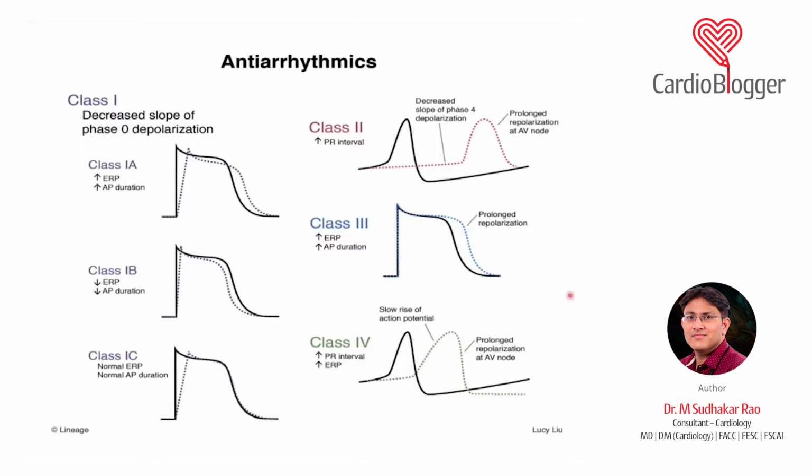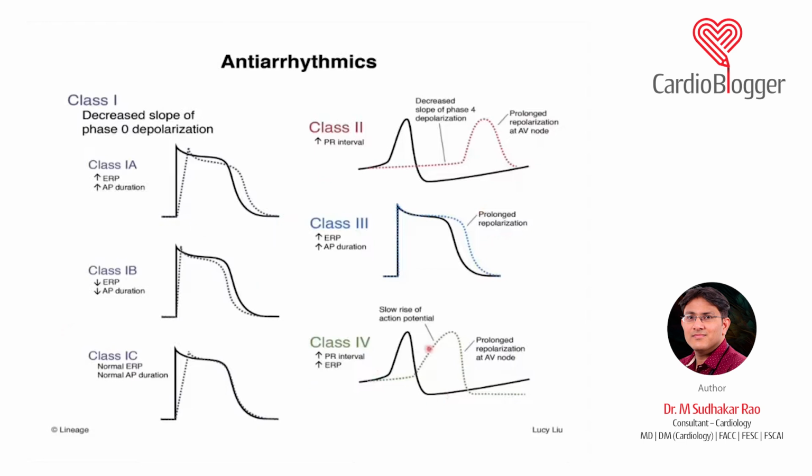Now, second is class 2, the beta blockers. Beta blockers we do not use much as an anti-arrhythmic agent, but there are two mechanisms by which they act. One is that they decrease the slope of phase 4 depolarization. Second, they prolong repolarization at the AV node. This is the same way a calcium channel blocker also works. So they prolong the repolarization at the AV node and slow the rise of the action potential. These are the two mechanisms, as compared to the class 3 agents.